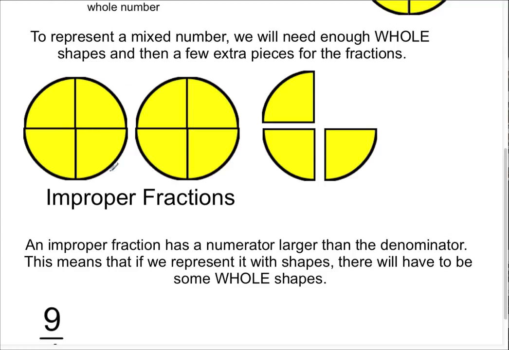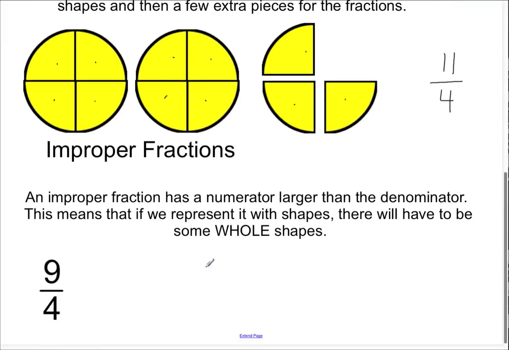If I were to write this one as an improper fraction, basically we just have to count these pieces. Now we know they're all quarters because each whole shape is split up into 4. So quarters means that our denominator is 4. And how many do we have? We have 1, 2, 3, 4, 5, 6, 7, 8, 9, 10, 11. So this is 11/4. This is an improper fraction because the top is bigger than the bottom.